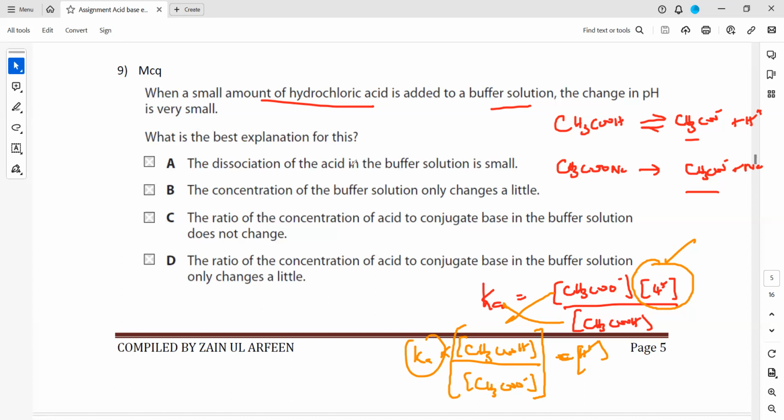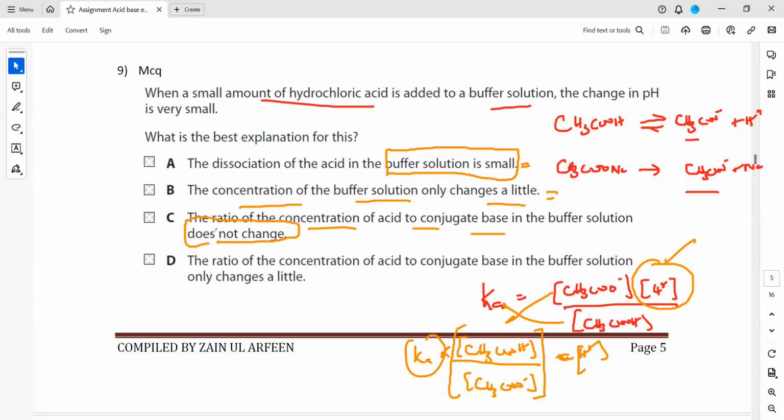So when we check what is the best explanation for this: the dissociation of acid in a buffer solution is small. The acid in a buffer solution is dissociating, so this statement does not give an idea. The concentration of a buffer solution only changes little. It's not about the concentration of a buffer solution. It's about the ratio between the acid and its conjugate base, or its salt. So the ratio of the concentration of acid to conjugate base in a buffer solution does not change.